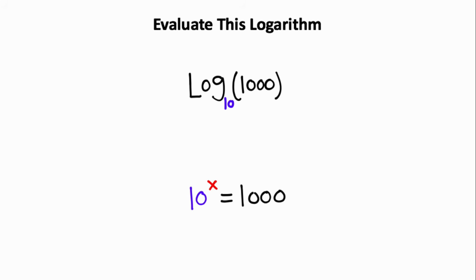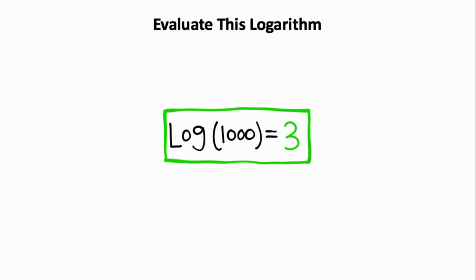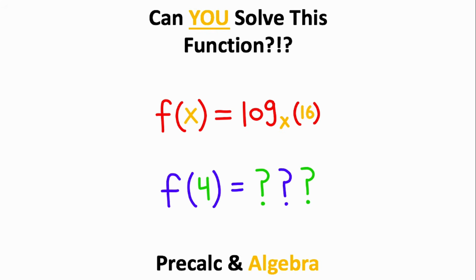So in this case, we're trying to figure out 10 to what power is going to give you 1,000. And ironically, this is also going to be 3, because 10 cubed is 1,000, so that means this is a correct statement, meaning evaluating this logarithm should give us 3. If you have a minute, I want you to try solving this function.